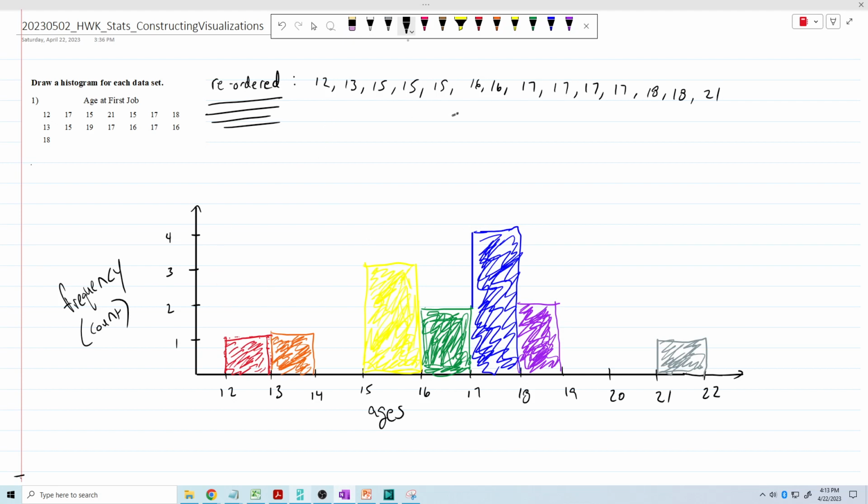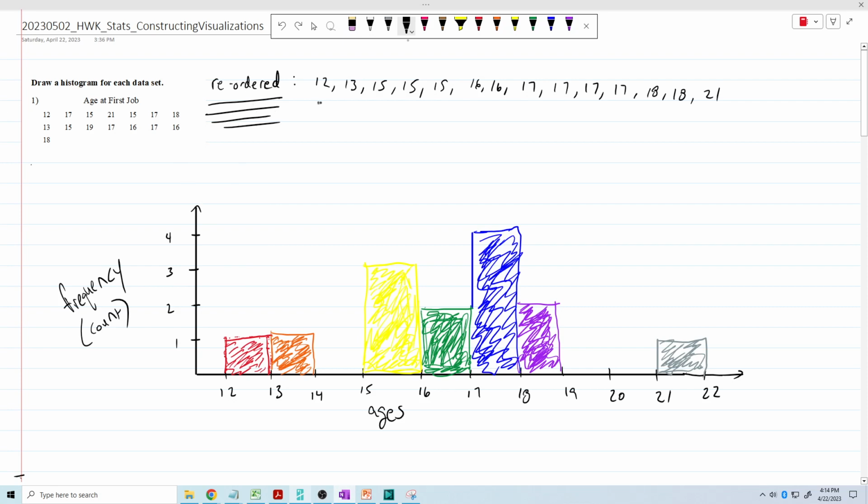So again, this is a histogram, guys, right? In this case, our data is ages, the ages that a person was when they got their first job. We put the data values on the horizontal, being this direction here, and we put the frequency on the vertical, being that direction there.